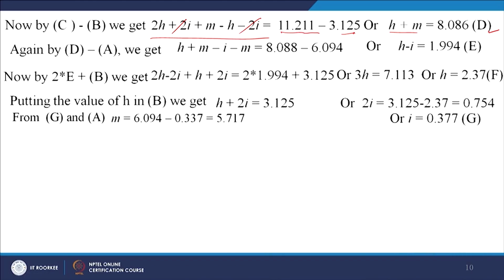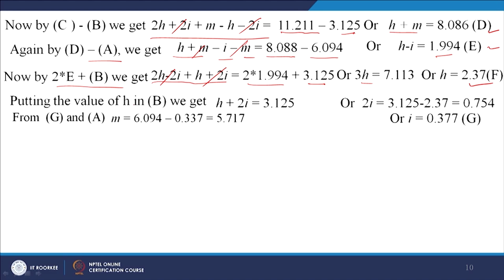Again another operation, if we do D minus A, then we can get H plus M minus I minus M, that is equal to 8.088 minus 6.094. So this minus this equal to this one, and here again M cuts. So H minus I is equal to this one. Another expression we are giving, that is E. Another step, if we follow 2 into E plus B, then we get this plus this equal to this plus this, and 2I cancels, 3H equal to this one, H equal to 2.37. So another expression we are getting, that is F.